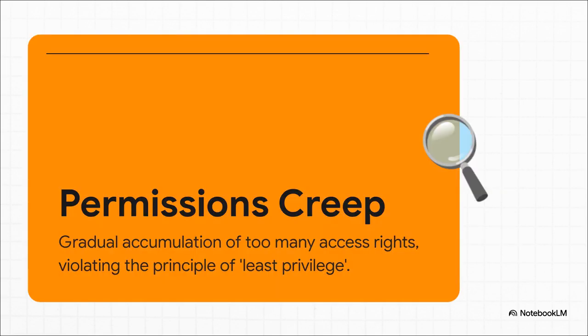But there's this really sneaky danger in all this called permissions creep. Here's how it happens. You change roles at your company. You get a whole bunch of new permissions for your new job, but nobody ever takes away your old ones. Do that for a few years, and you can end up with access to all sorts of sensitive stuff you have no business seeing. It's a huge security risk, and it completely violates the core security idea of least privilege, only giving people the absolute minimum access they need to do their job. And that's why regular account checkups are so critical.